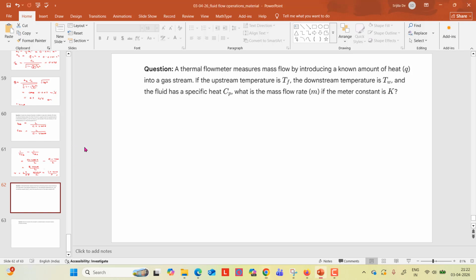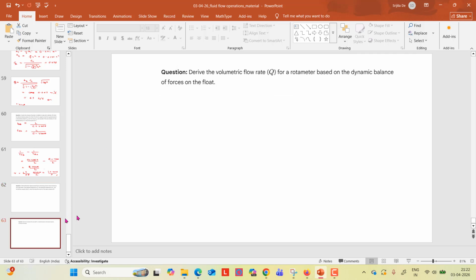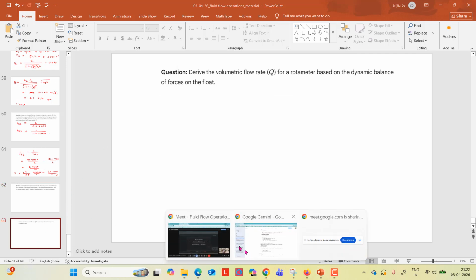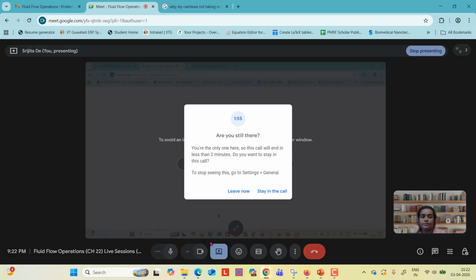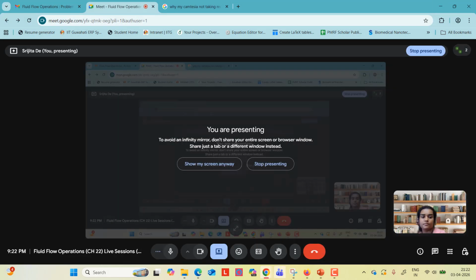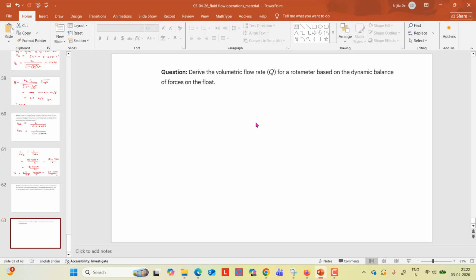And the last question is: derive the volumetric flow rate for a rotameter based on the dynamic balance of forces on the fluid. So I am giving these two as your assignment because these two are already in the lecture notes. So please go through them first and then do it yourself.